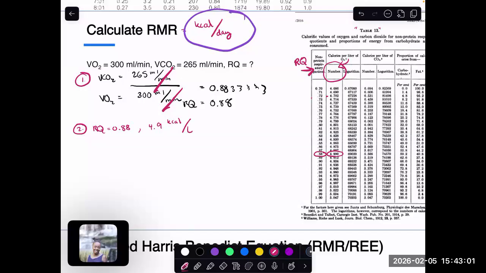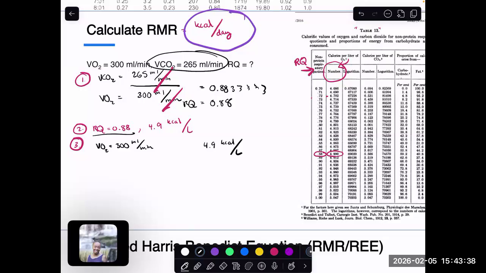So we've moved a little bit. We have that kcals or calories that we're going to use in the final answer, but we don't have day. So how are we going to get from kcals per liter to kcals per day? We're going to do that in the next step. So we no longer need our respiratory quotient or our VCO2. We're going to say bye to that. What we do need is our VO2. So VO2 is 300 milliliters per minute. We've got to somehow connect that to 4.9 kcals per liter.